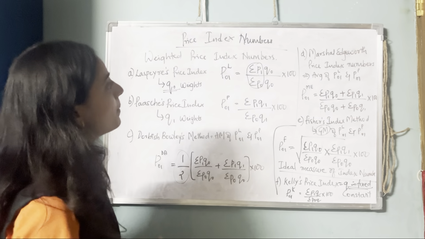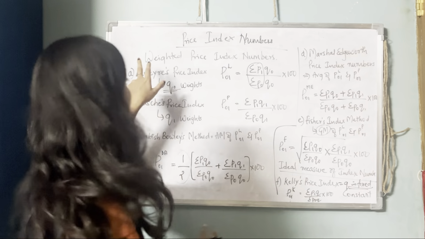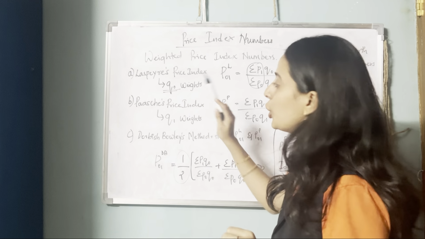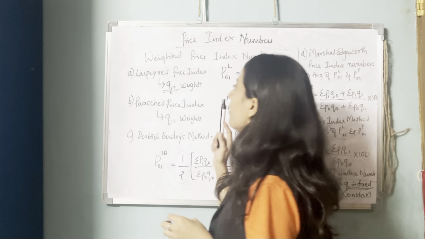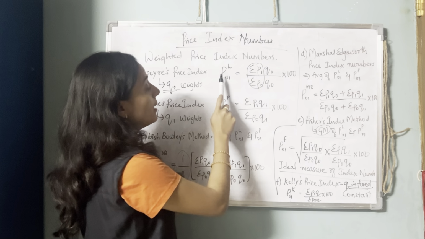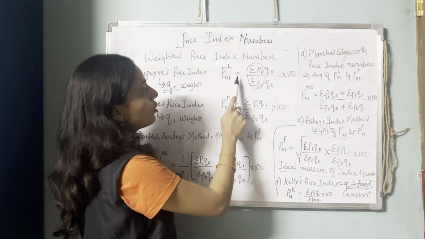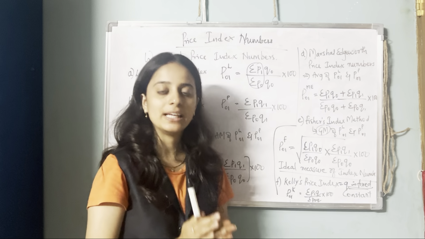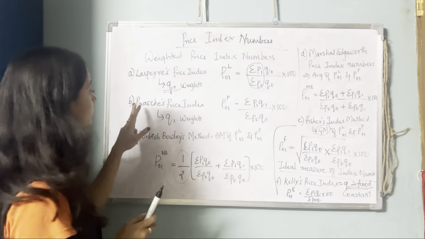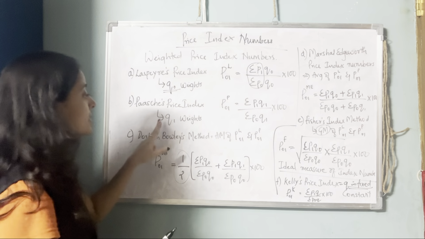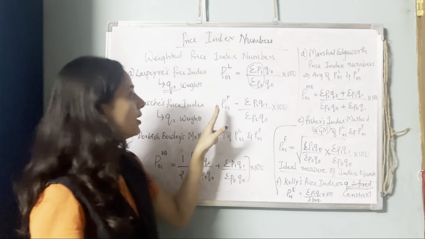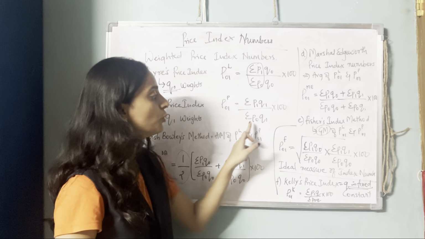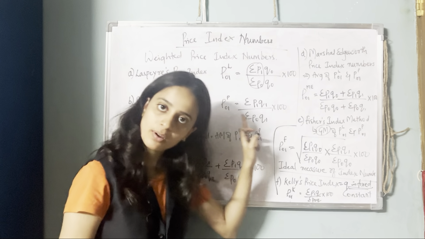So these are the simple formulas of our price index numbers under weighted price index numbers. First one is Laspeyres' price index number, where Q0 was considered as weights. The price index of Laspeyres' P01 is equal to summation P1Q0 by summation P0Q0, into 100. Next is Paasche's price index number, which considers Q1 as its weights. So the formula for Paasche's is summation P1Q1 by summation P0Q1, into 100.